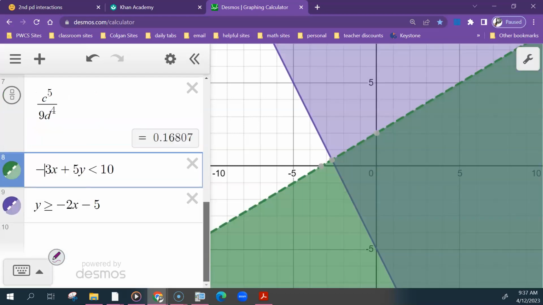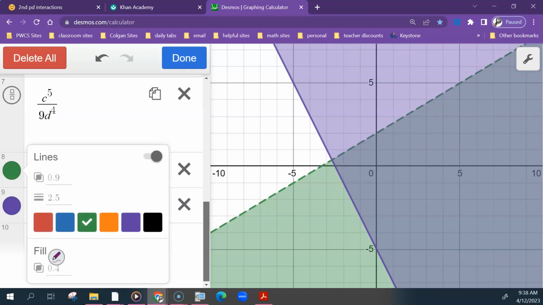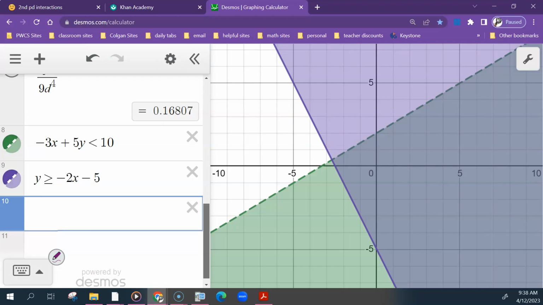It will give you dashed and solid lines. It'll color it for you. You can change the colors. You can change the thickness of the lines, the type of dash it does, all of those things. And then you can start putting in ordered pairs and see does it fall in there or not.